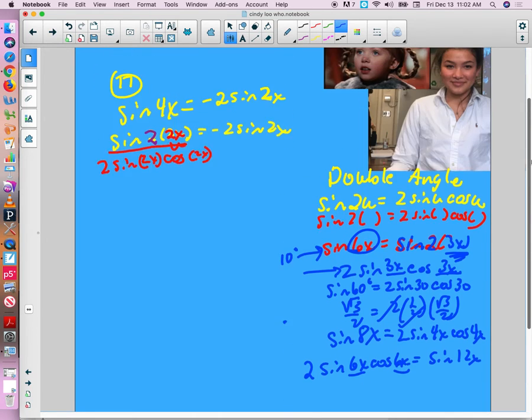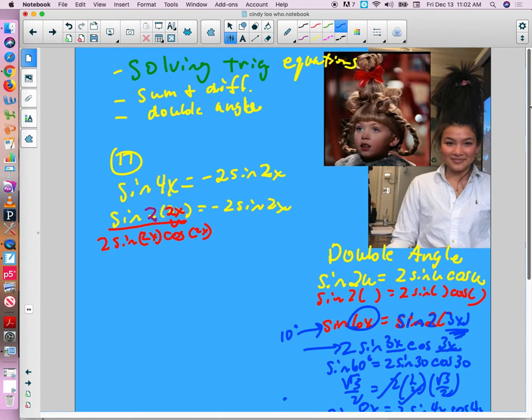So in this problem, I saw this sine 2x, and I know you may not have seen it the first time you saw it, but now do you see this is a double that? So I went to my double angle identities, and I thought, well, 4x is twice 2x. So I changed it to 2 sine 2x cosine 2x equals negative 2 sine 2x.